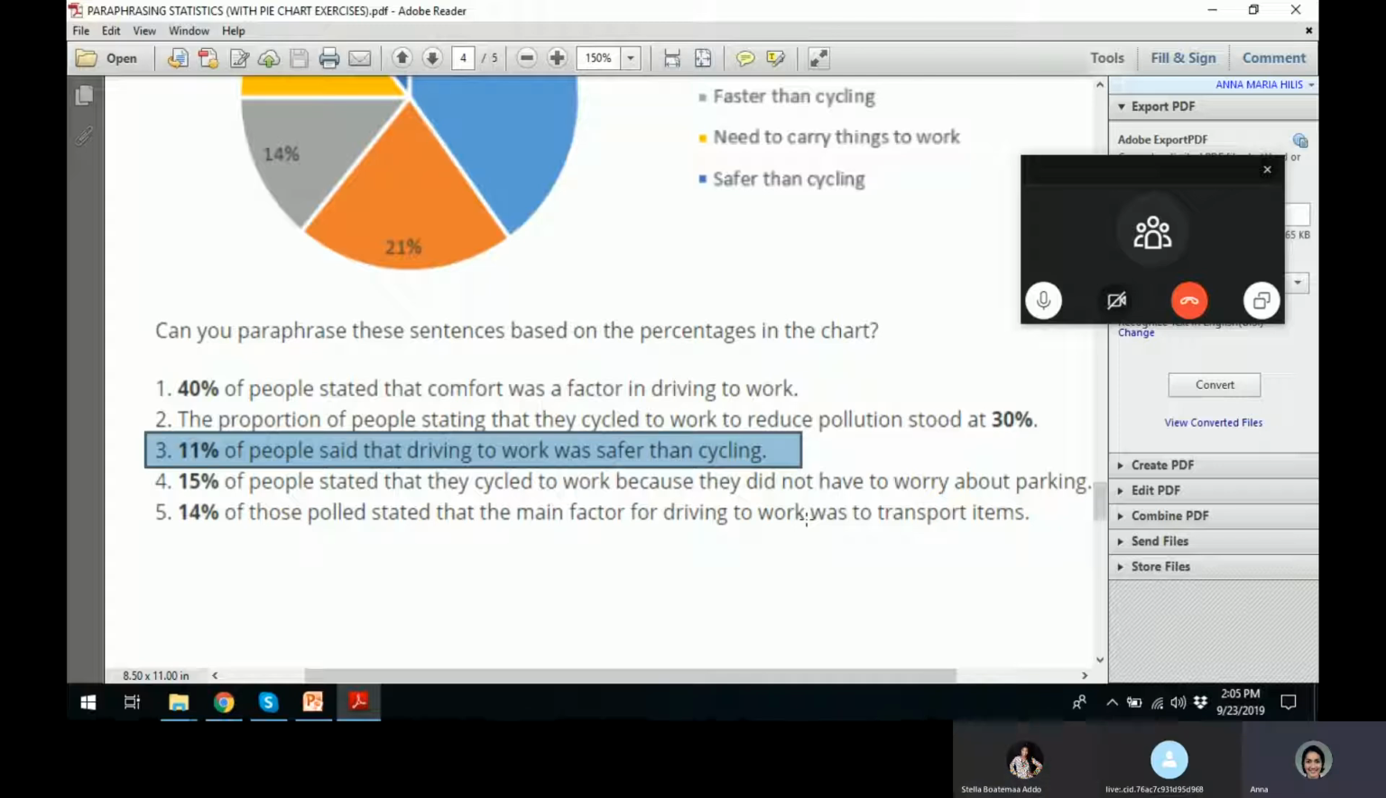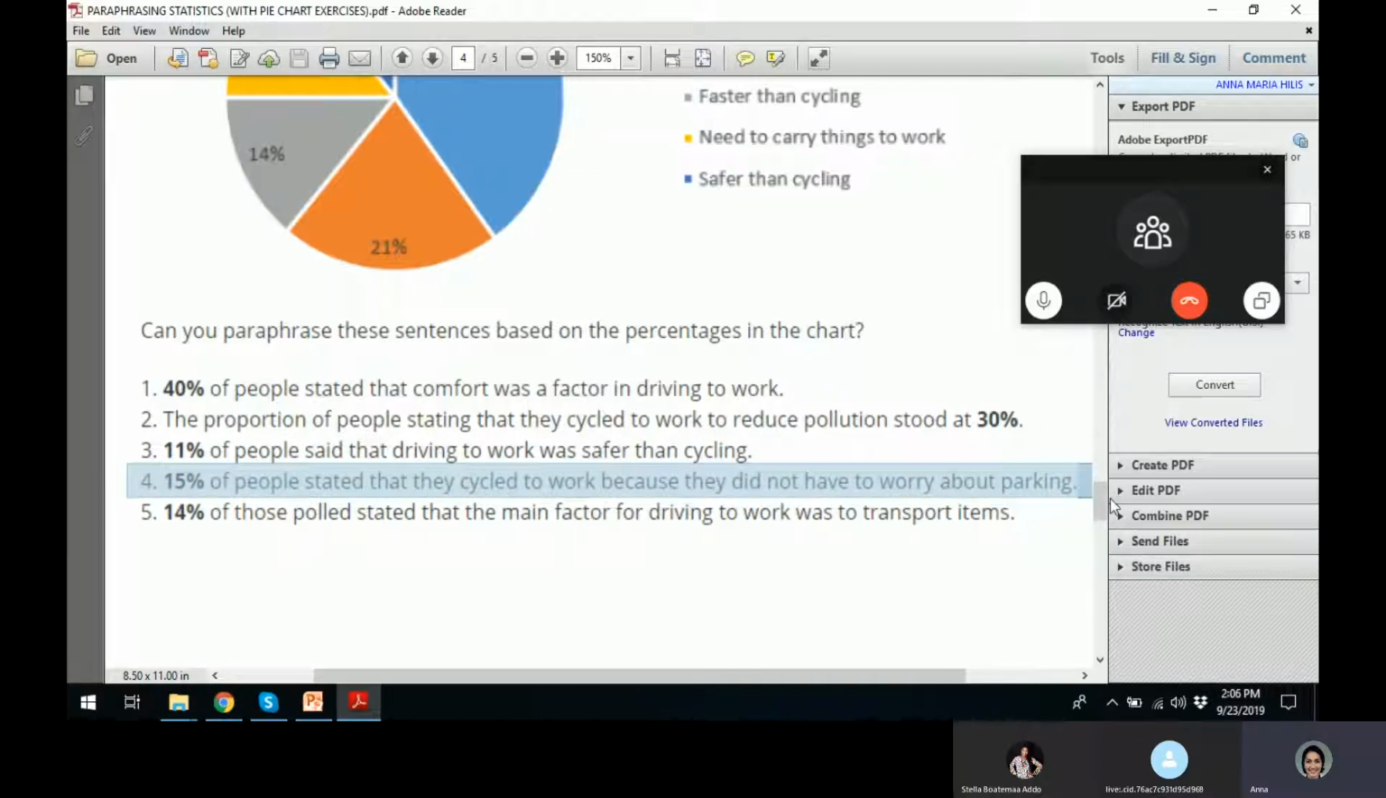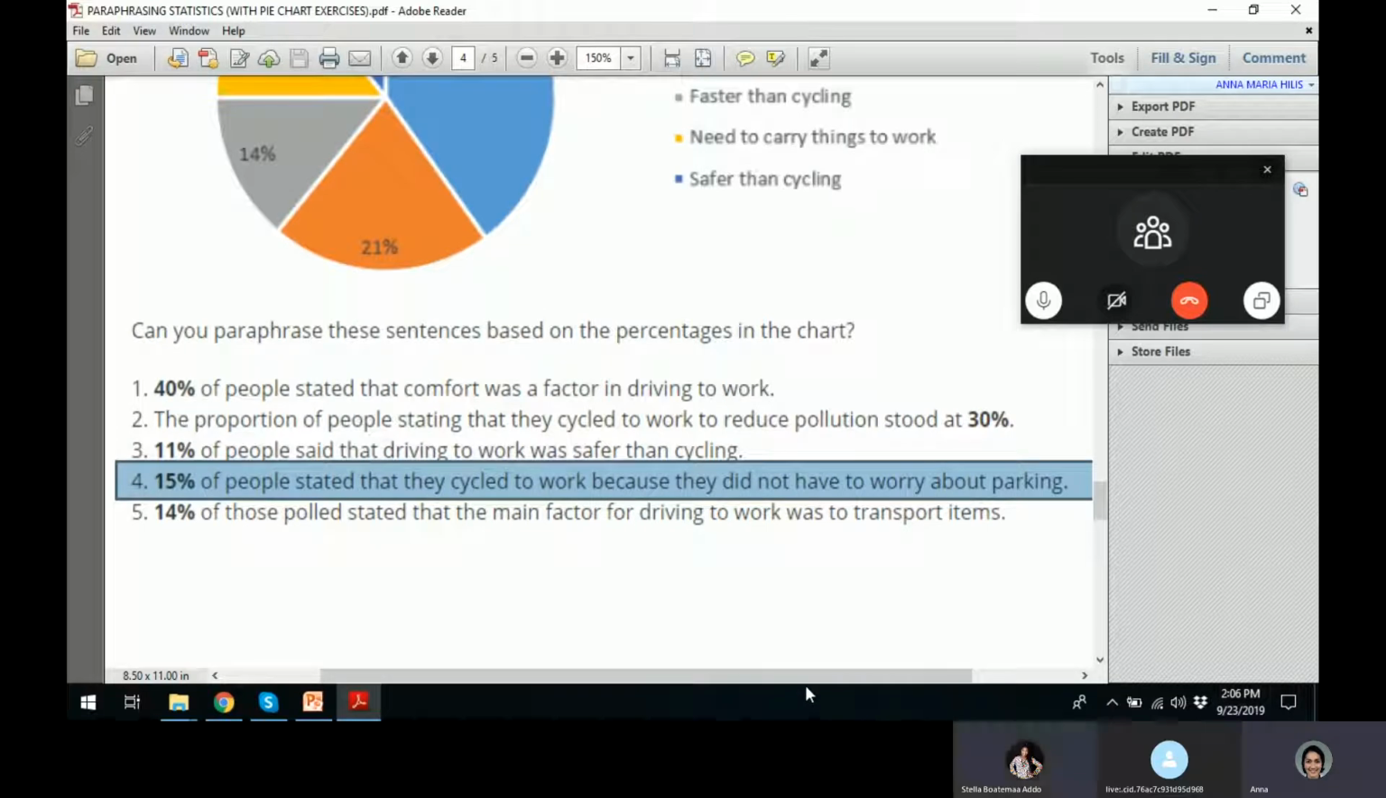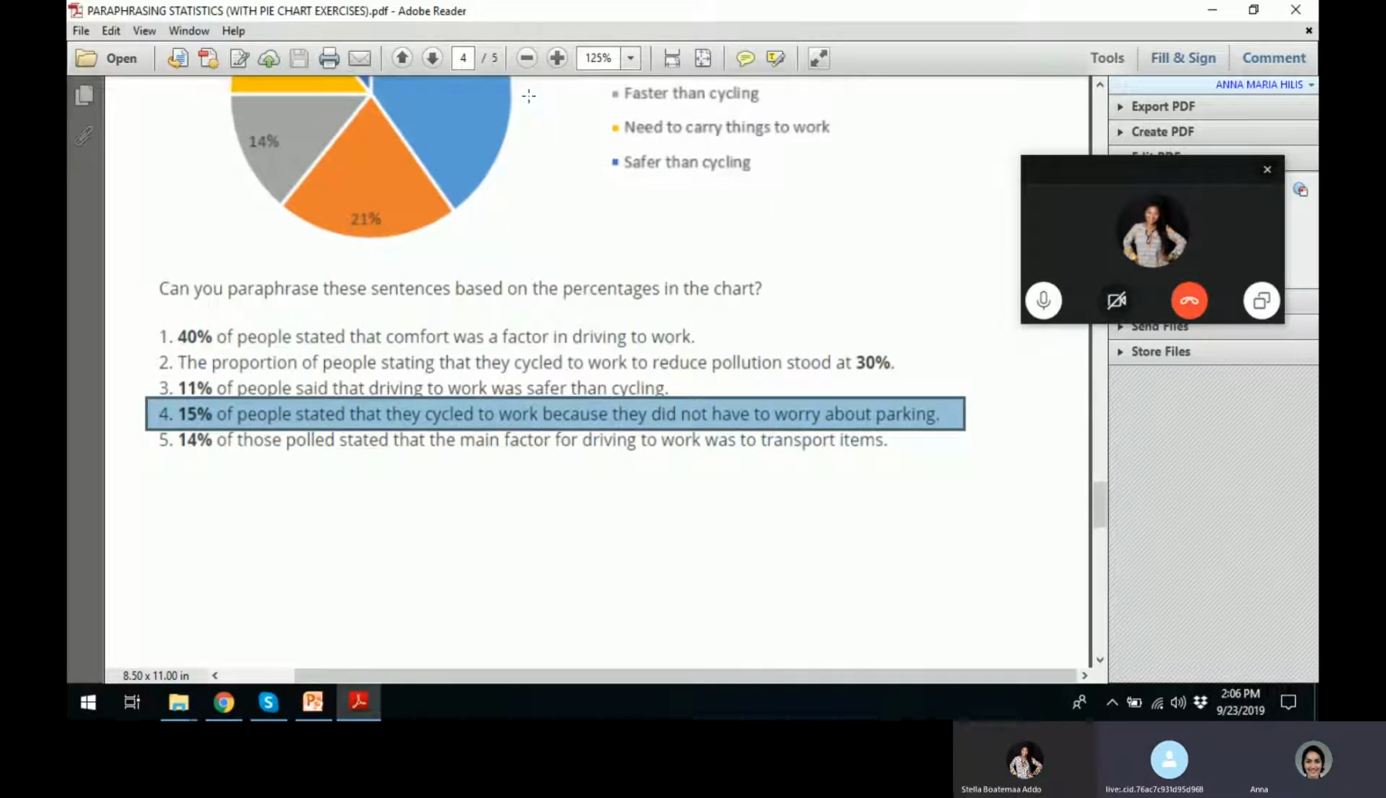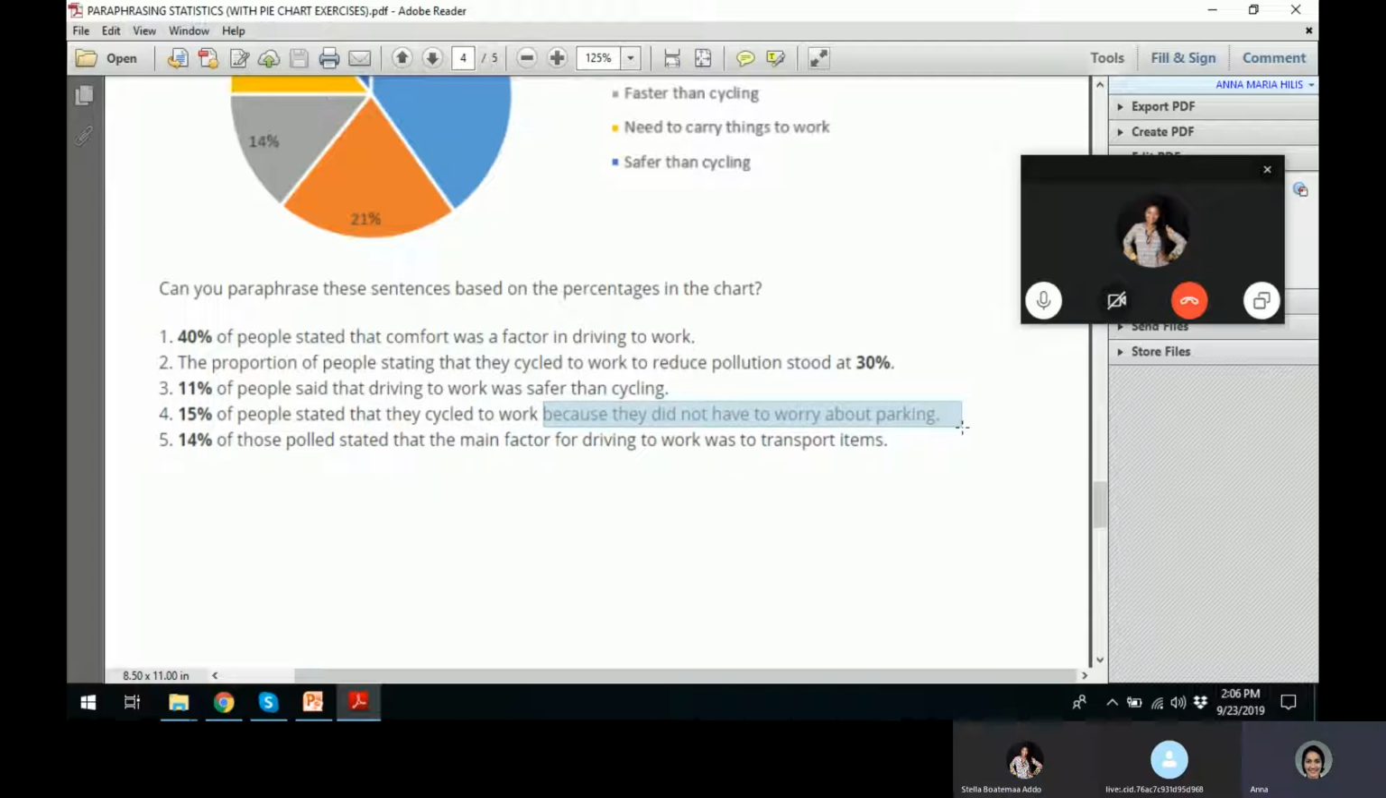Okay, how about number four? 15% of people stated that they cycled to work because they did not have to worry about parking. Just a little over a tenth. All right, 14% is the same. But what I want you to learn is how the sentences are constructed. So you can say just over a tenth of people stated that they cycled to work because they did not have to worry about parking. Remember in task one, you cannot give opinions. It has to be based on facts or on the picture.